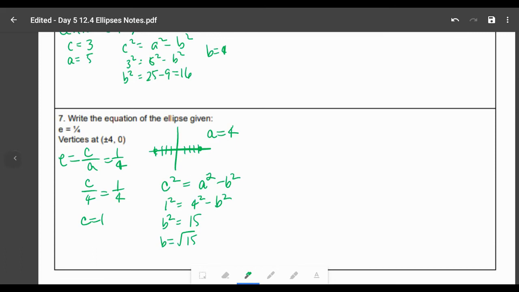Since my vertices are the endpoints of the major axis, the center has to be right in the middle of those two points, so the center has to be at (0, 0). So it's just going to be plain old x squared and y squared equals 1. And I know that the a squared has to go in the horizontal direction, so that would be 4 squared or 16. And then the root 15 squared would give me 15.